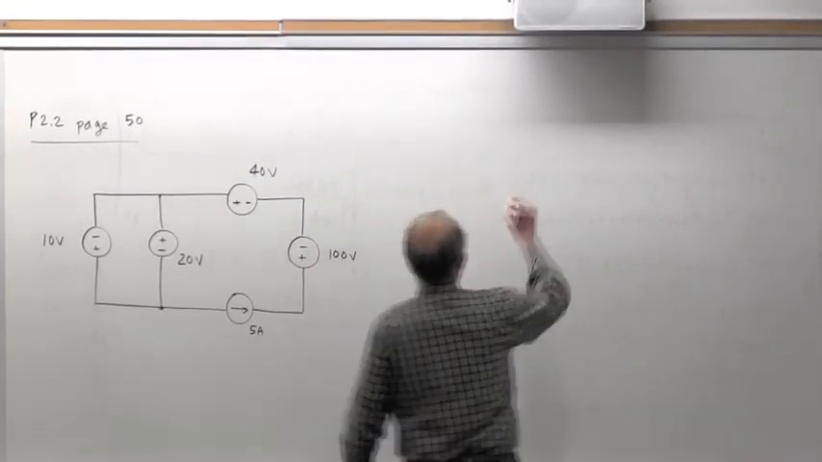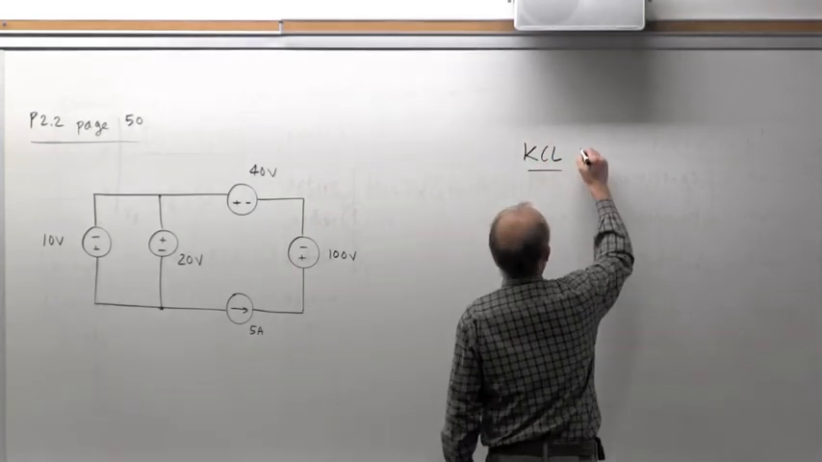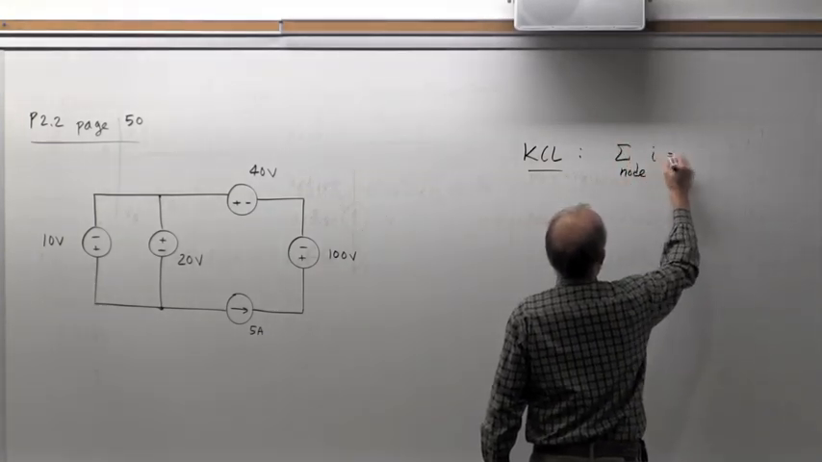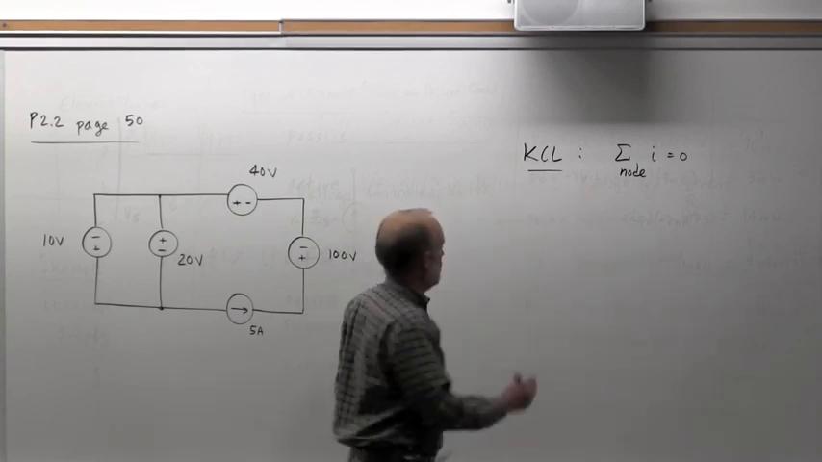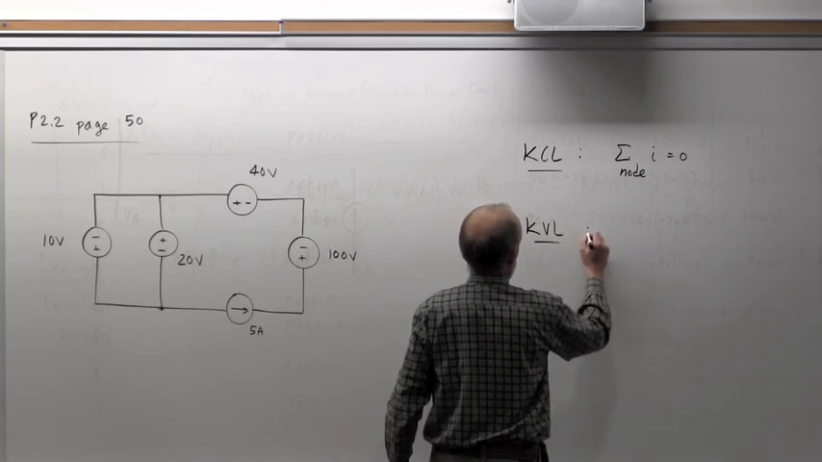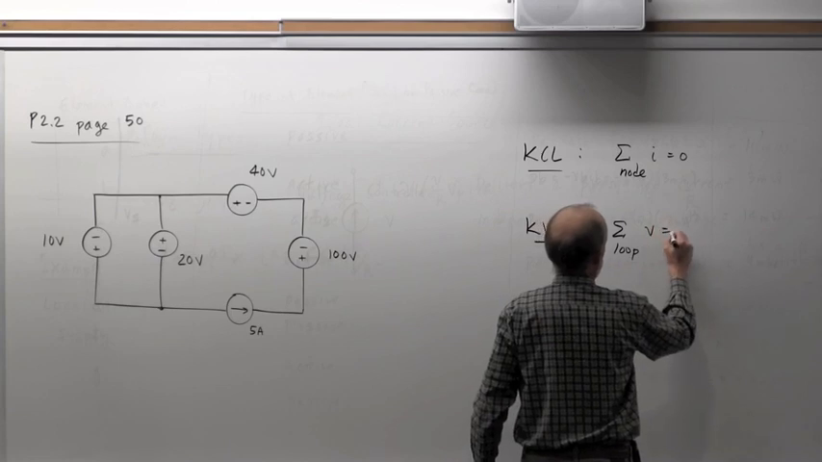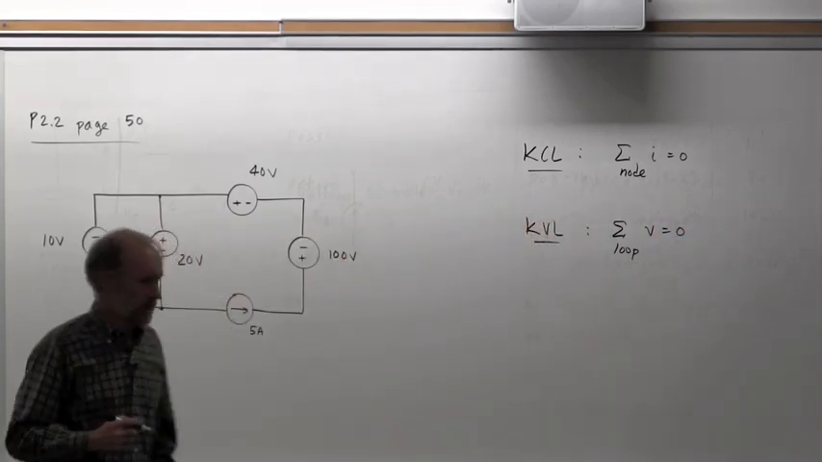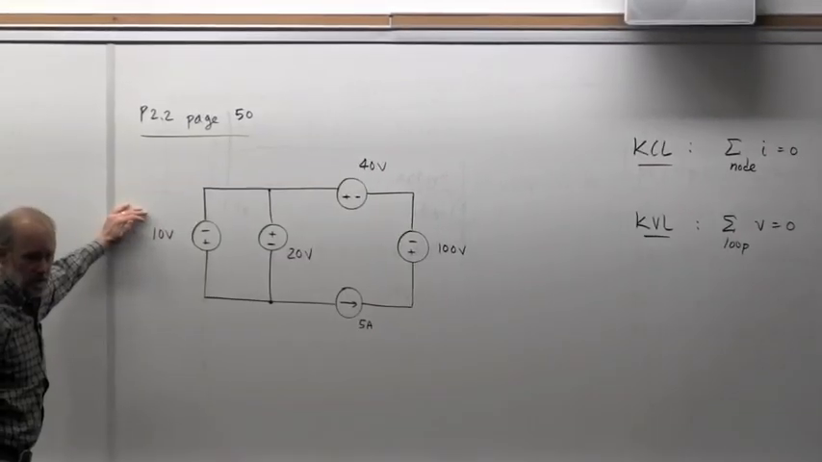So a quick reminder: conservation of charge, KCL. The net current entering any node must equal 0. And then KVL, we focus on closed paths or loops. The net voltage around any closed path must equal 0. So as you look at this circuit, is there anything about this circuit that violates either one of those two principles?